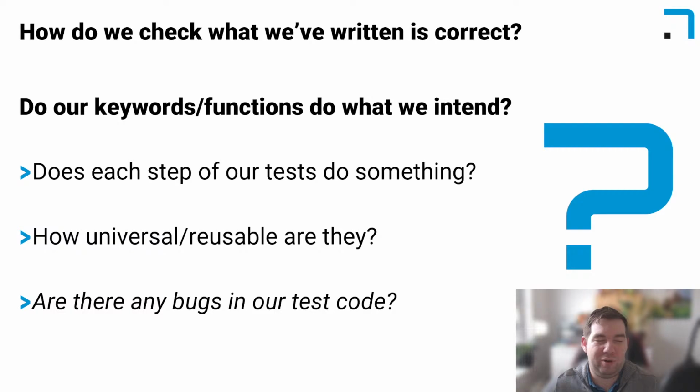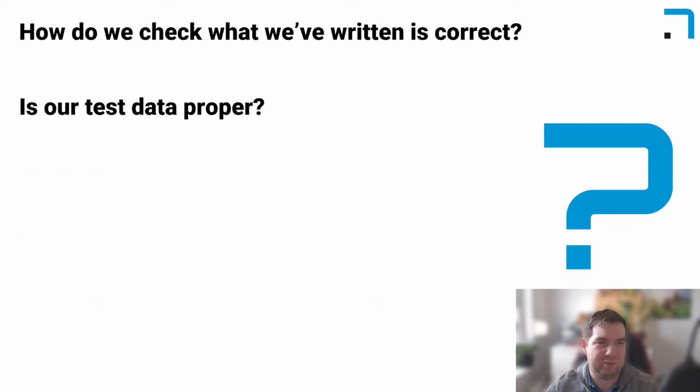And the rest of our testing steps, so making sure that not only are they doing what we intend, but also that they're properly testing something or doing something in the first place. Normally, by answering those questions, we'll have a pretty good idea if there are any bugs in our testing code. Then, now that we've checked our keywords and functions, we've made sure our tests make sense, let's have a look at our test data. Is our test data proper?